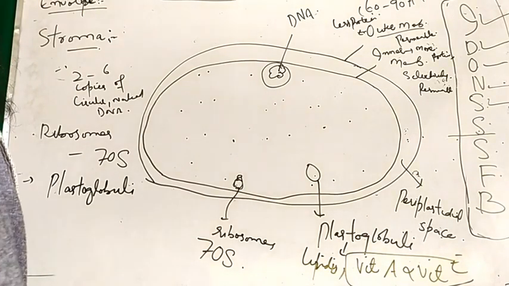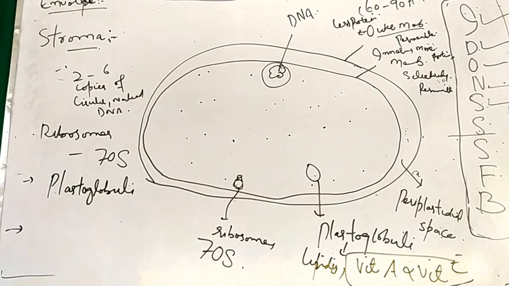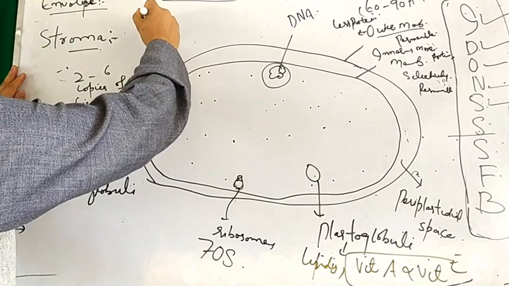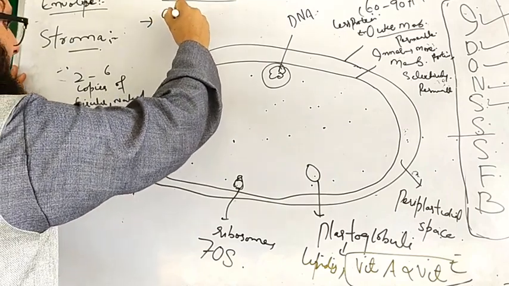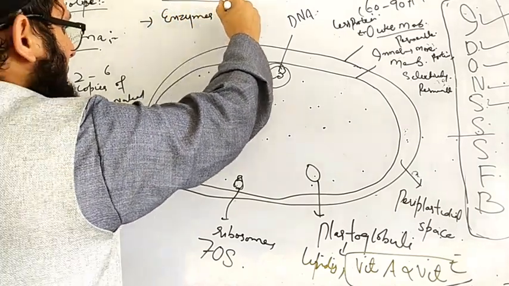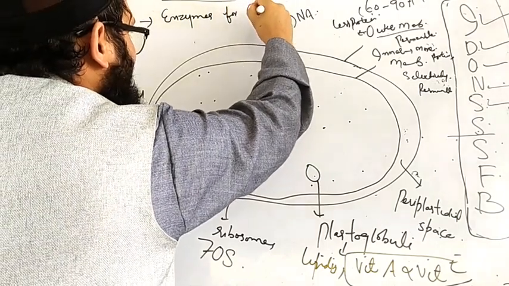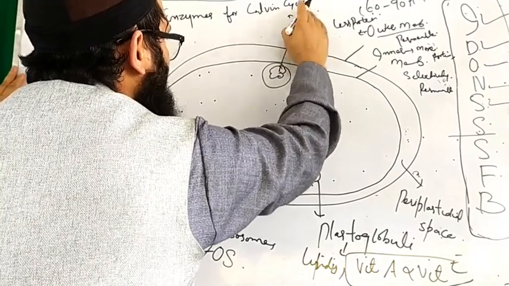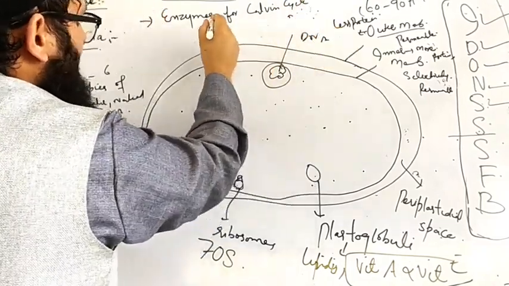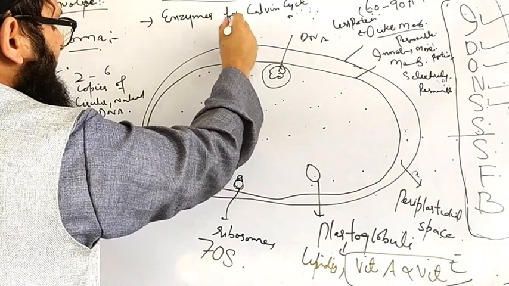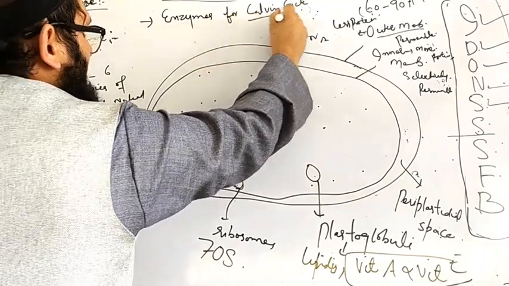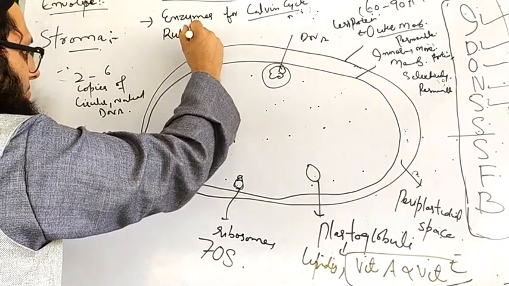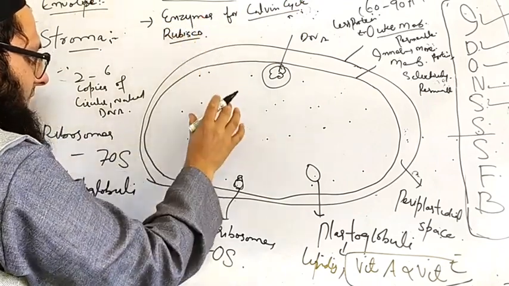Then what else do we have in this stroma? Let's see. We have enzymes present for the Calvin cycle. In stroma we have enzymes present for the Calvin cycle, the C3 cycle, Calvin cycle, right? So we have enzymes for the Calvin cycle here, and for example one enzyme, that's Rubisco, which is also present in the stroma.